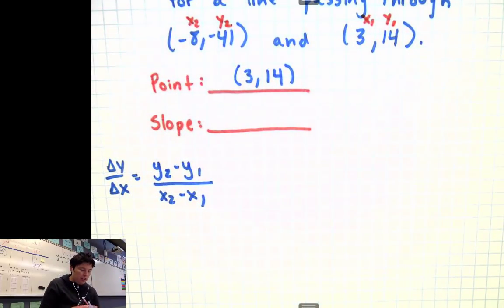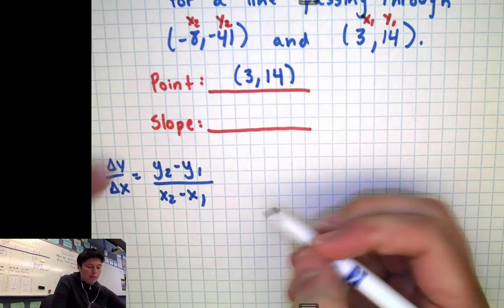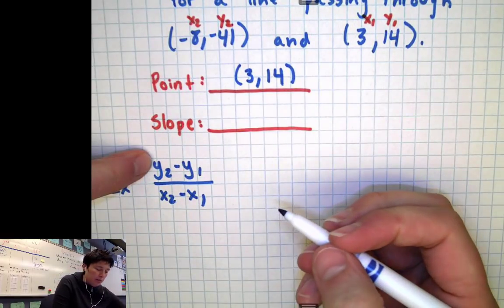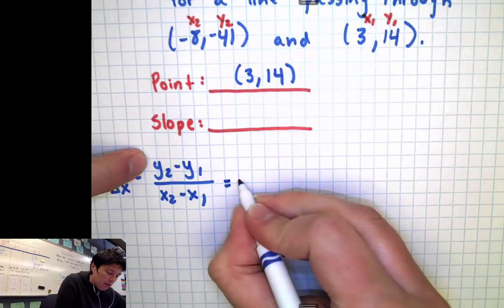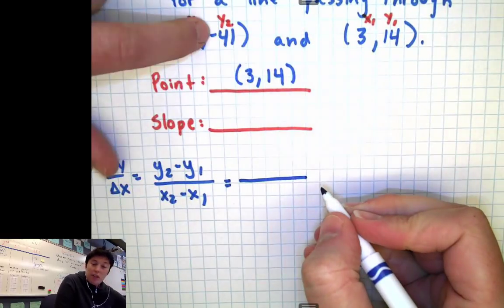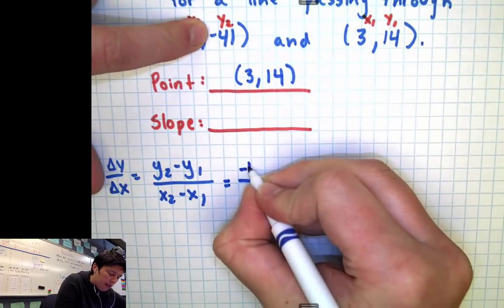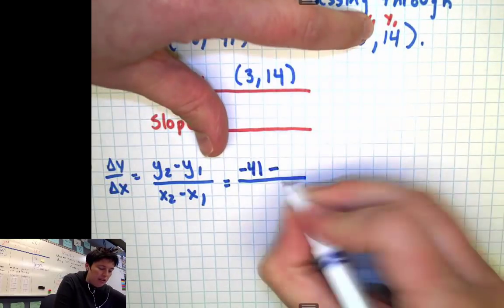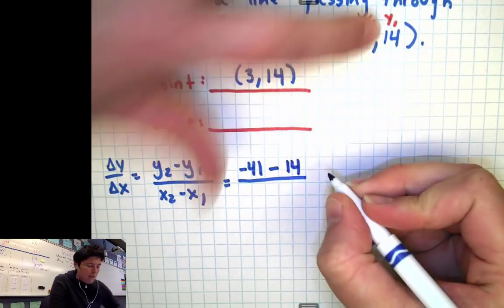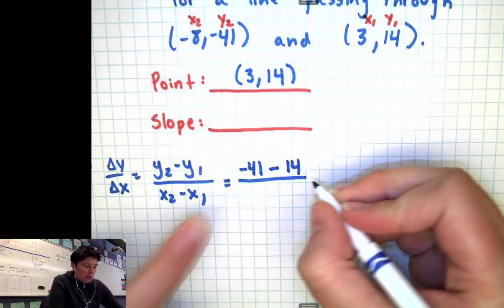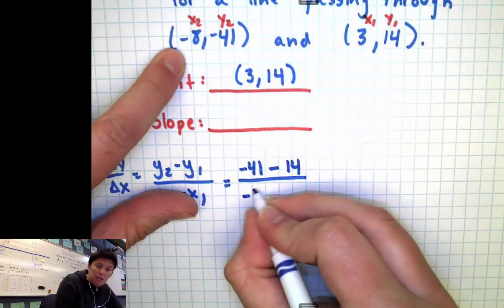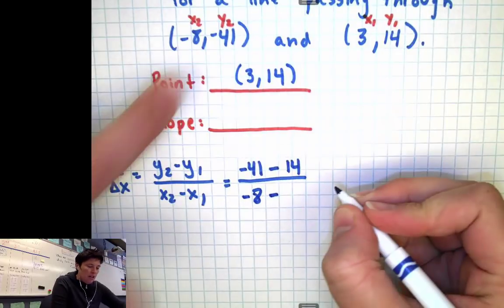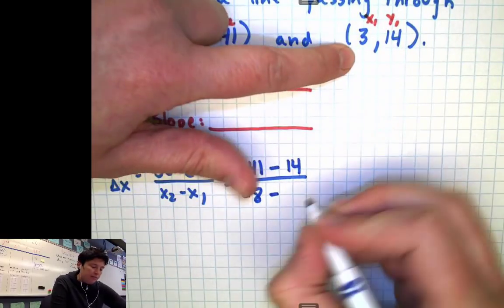And our equation is y on top, changes in y, so y2 minus y1. So let's see here. We're going to write equals y2. This time y2 is -41. Okay, I'll write that down. Minus y1, which is 14. Okay? Then I'm going to do x2 minus x1. So here's my x2. It's -8. And then I'm going to take away x1, which is 3.